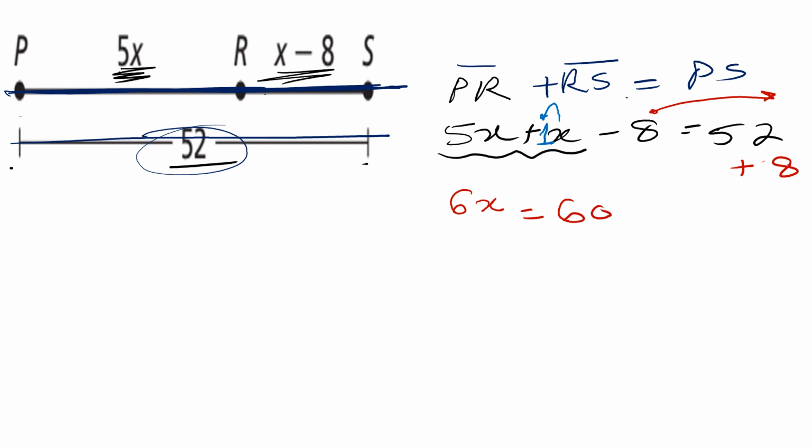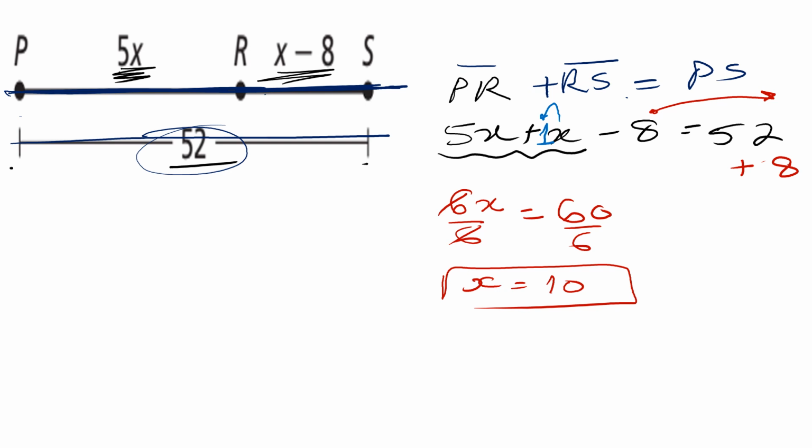To find the value of x, we will divide both sides by 6. So upon 6, upon 6. 6 and 6 cancel. x equals 10. So if they are asking you to solve for x, it is equal to 10.